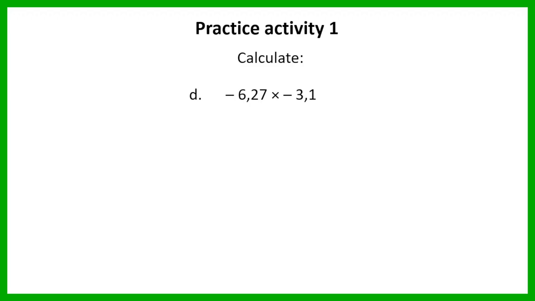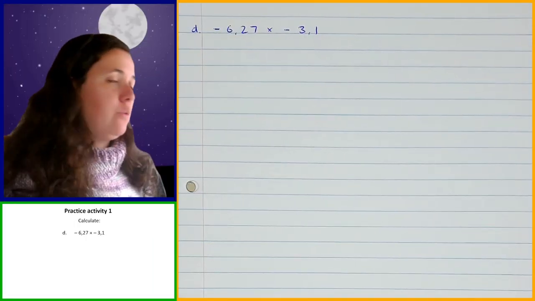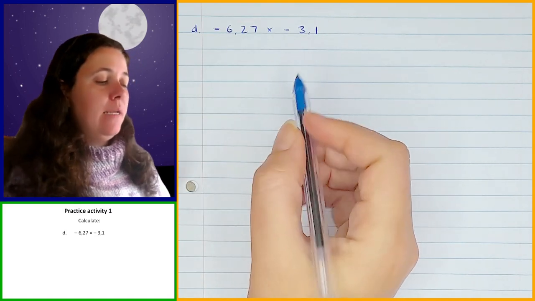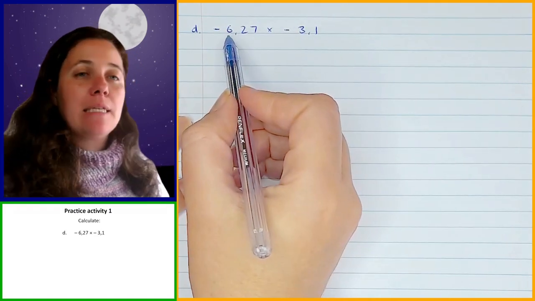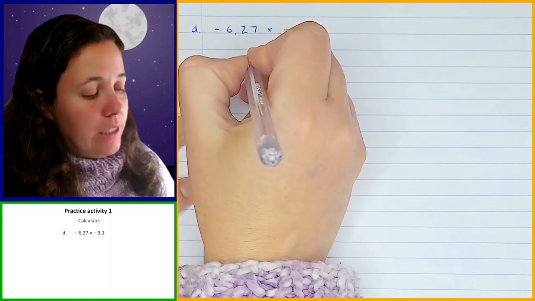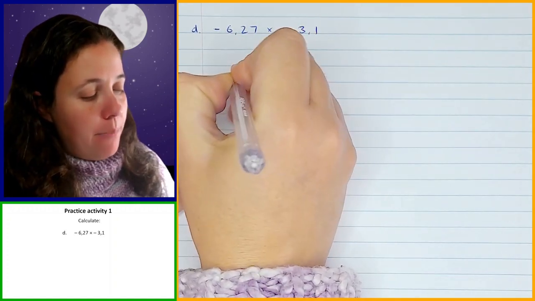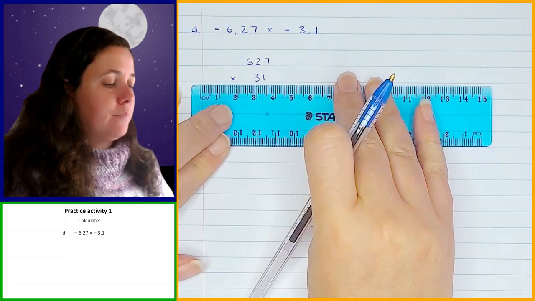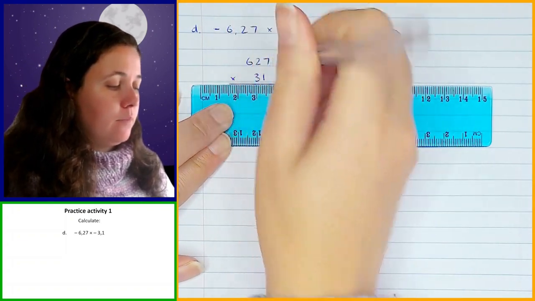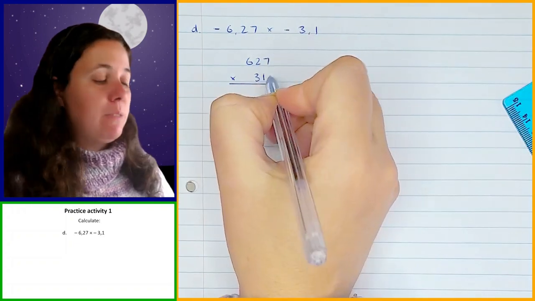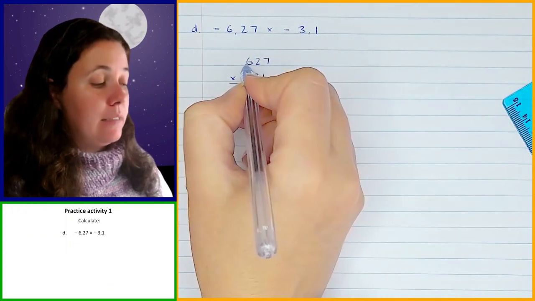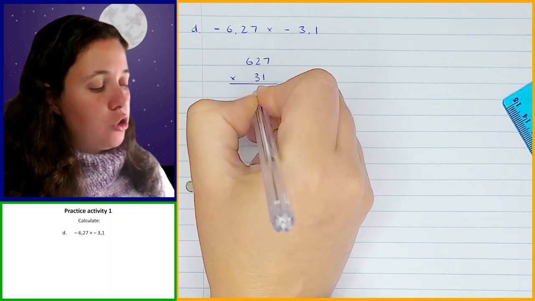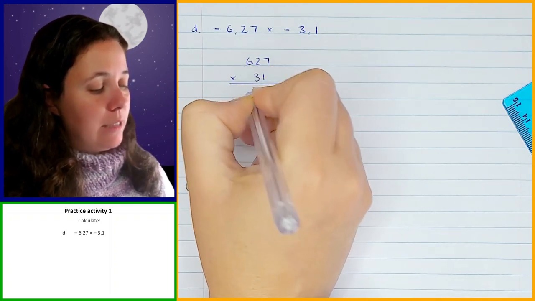Okay, so let's go through this question. So over here we've got negative 6.27 multiplied by negative 3.1. So first of all, we're going to be multiplying 627 by 31. Okay. So first I multiply 1 by 627. So that's going to be 1 times 7 is 7. 1 times 2 is 2, and 1 times 6 is 6.